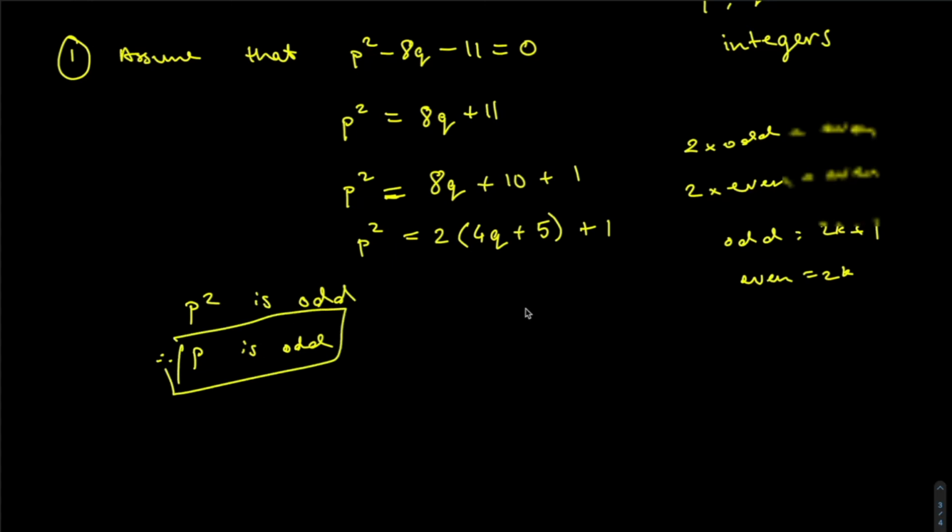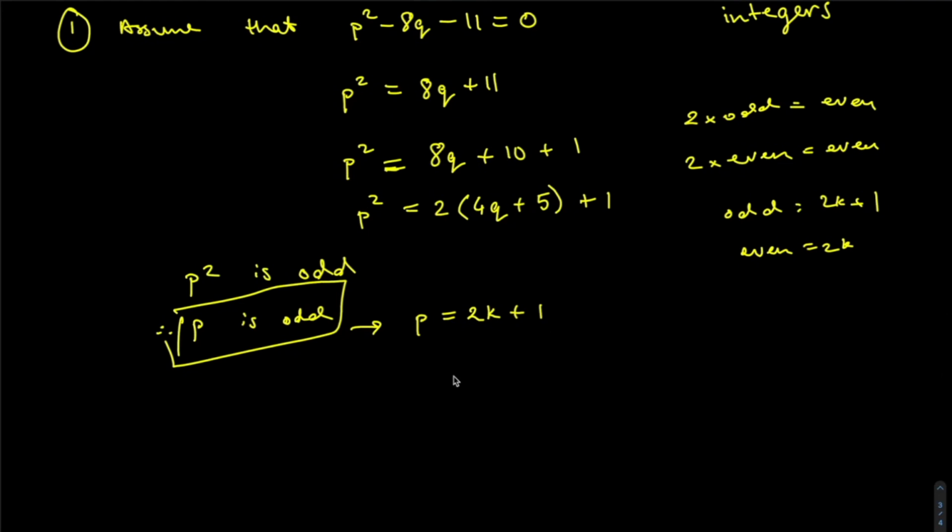p is an odd number. So how do we denote an odd number? Usually, we denote an odd number by saying p is equal to 2k plus 1. So let's denote it that way. All right, because it's an odd number, we don't care what it is. We're just working with a bunch of variables, and we're going to continue to.